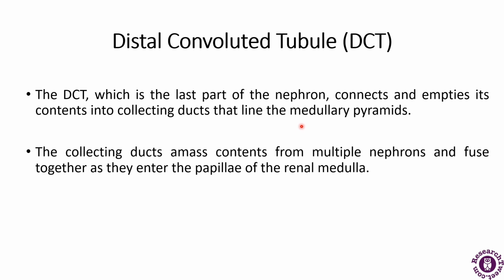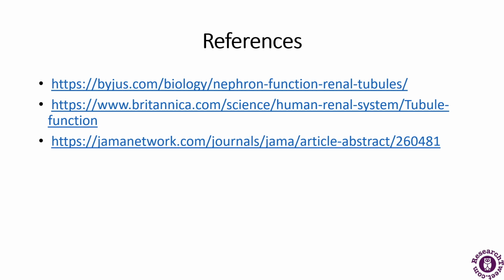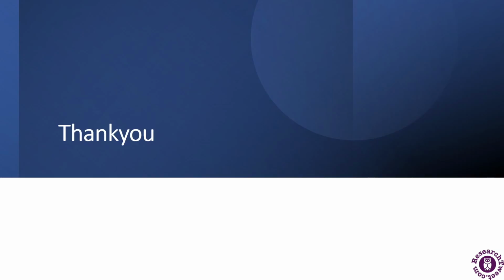The main function of the DCT is that it will secrete ions such as hydrogen, potassium and NH3 into the filtrate while reabsorbing HCO3 minus from the filtrate. The conditional reabsorption of sodium ions and water takes place in the DCT, and it also maintains the pH and the sodium potassium level in the blood. So this is the main function of the DCT. This was all about the functions of the tubules. We have discussed all three categories of tubules and all the functions that are involved in the tubule. So this was all about it. Thank you.